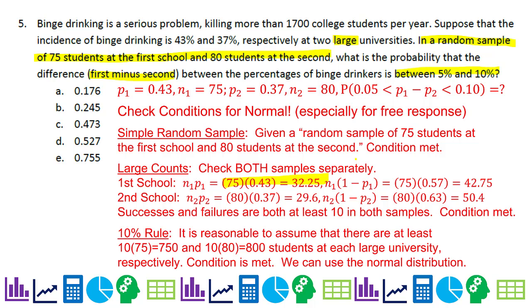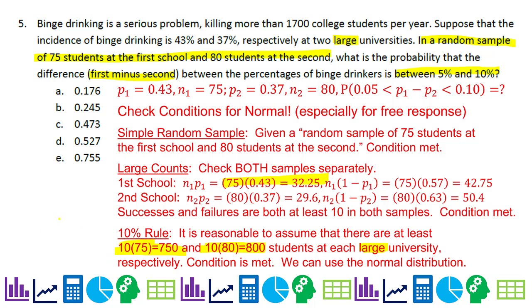Finally, the 10% rule. It is reasonable to assume that there are at least, so in this situation, instead of me saying 75 is less than 10% of the population, what I did is I multiplied the 10 and the 75, got 750, and then the 10 and the 80, and I got 800. I said it's reasonable to assume there are at least this many at each large university. Remember, they said it was large, so you should have more than 750 students. You should have more than 800 students. So we can use the normal distribution.